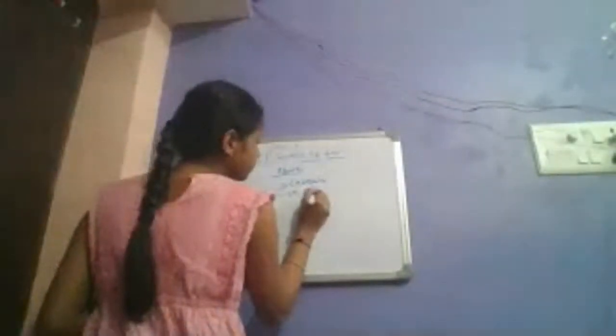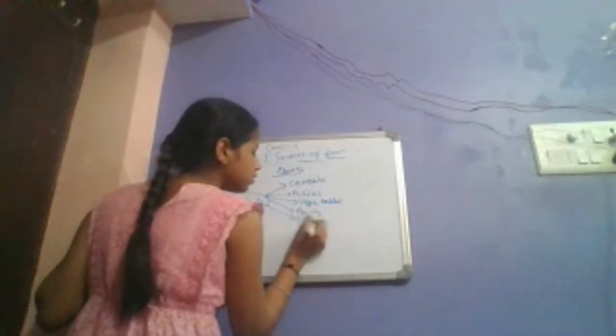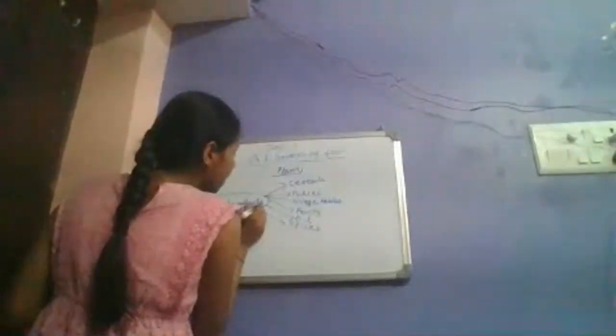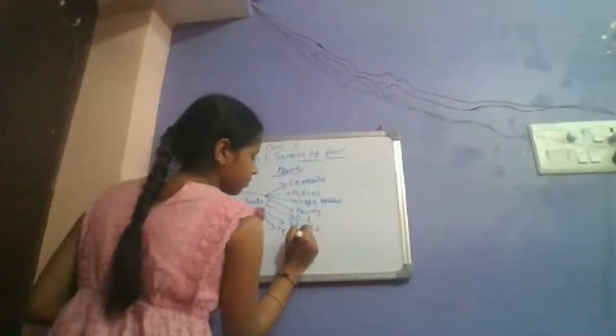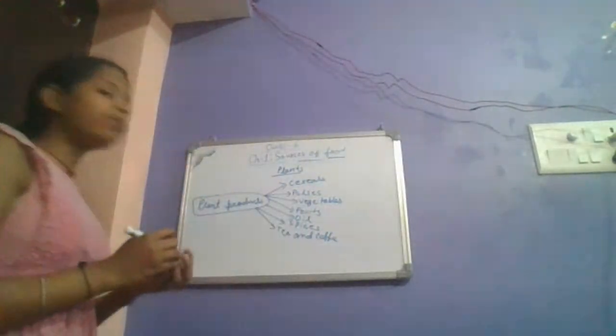They can be classified into cereals, pulses, vegetables, fruits, oil, spices, right? We have spices and what else? Tea and coffee. So you all obtain this, right? And these all are plant products.